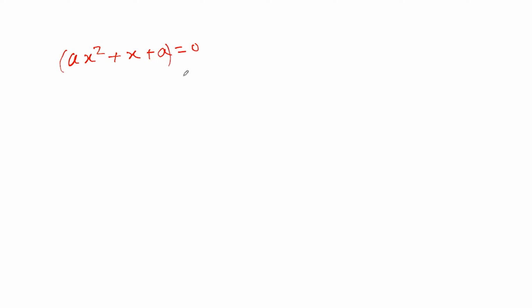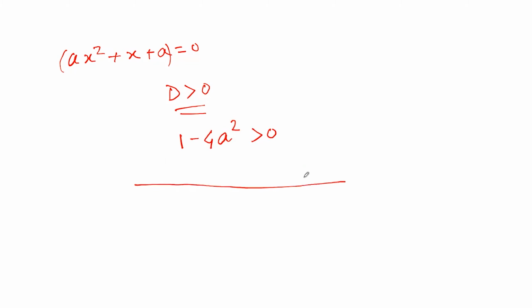And we know that for roots to be real and distinct, the discriminant of this is greater than 0. Discriminant means b square minus 4ac greater than 0. Make the number line. This will be 0 at minus half and plus half, right? Put any value, this will be negative, positive, negative. What we require is the positive part. So minus half to half, right? A belongs to this, right?